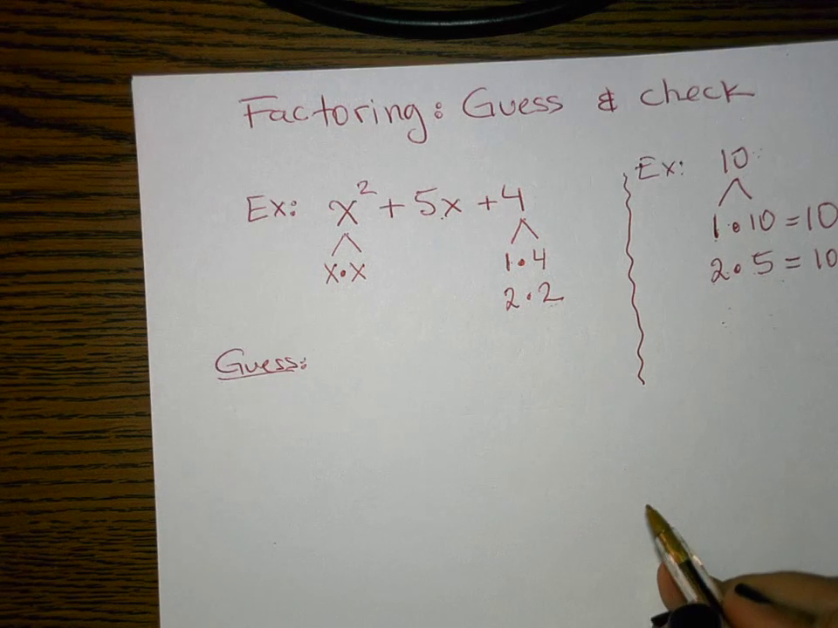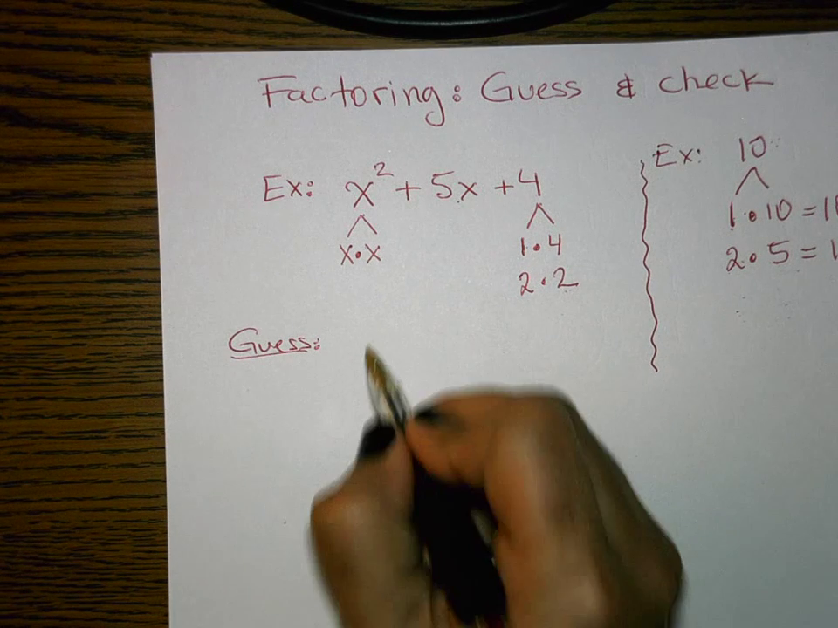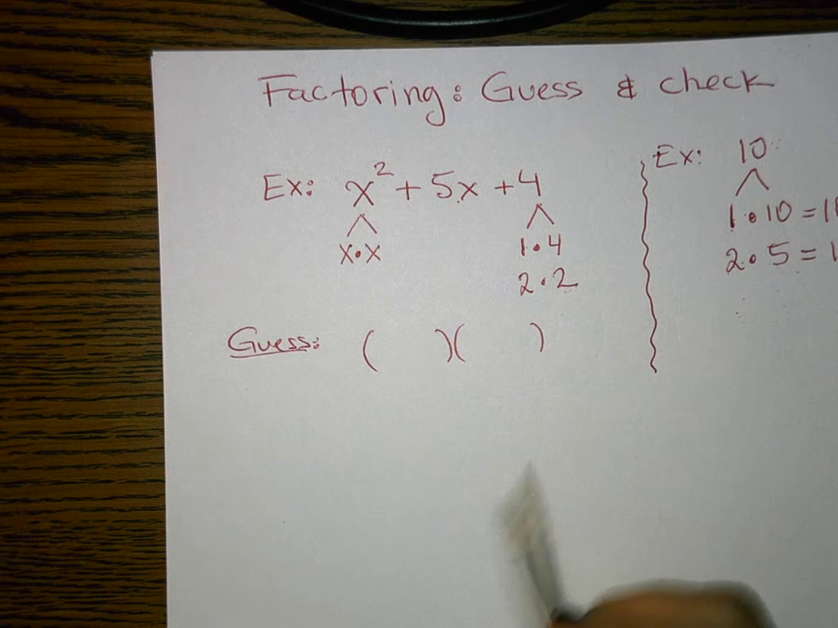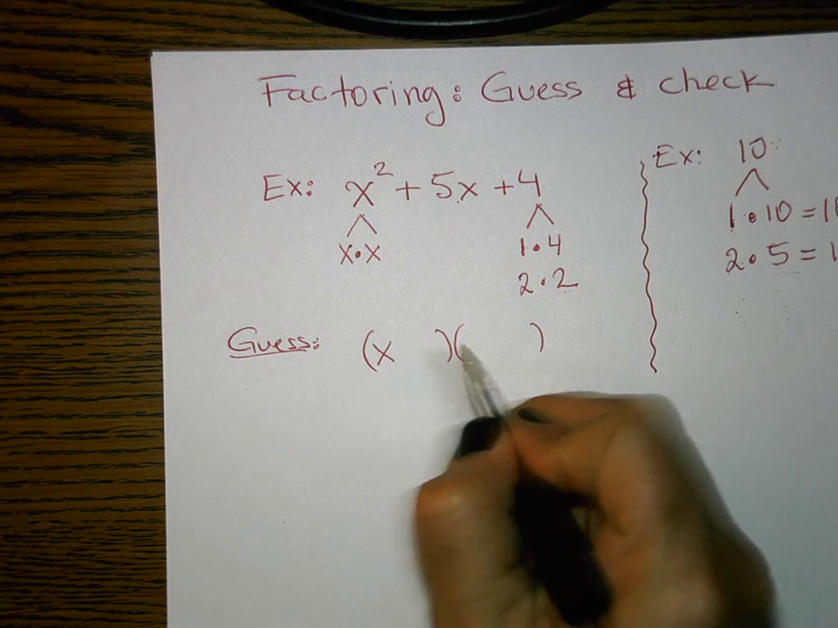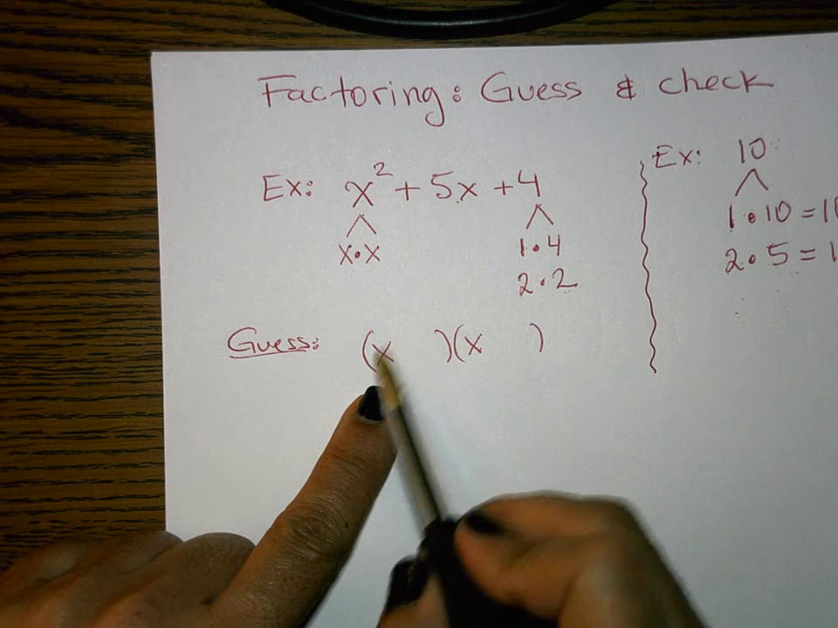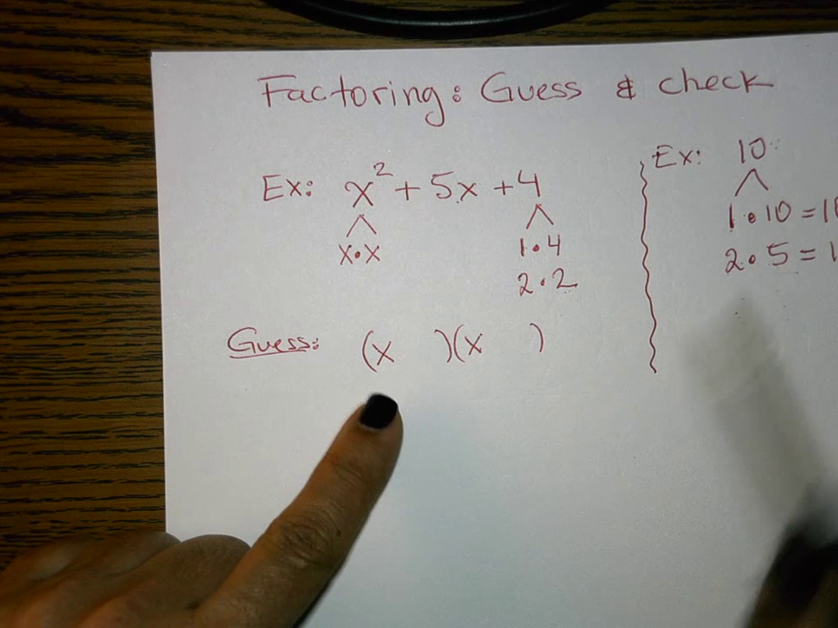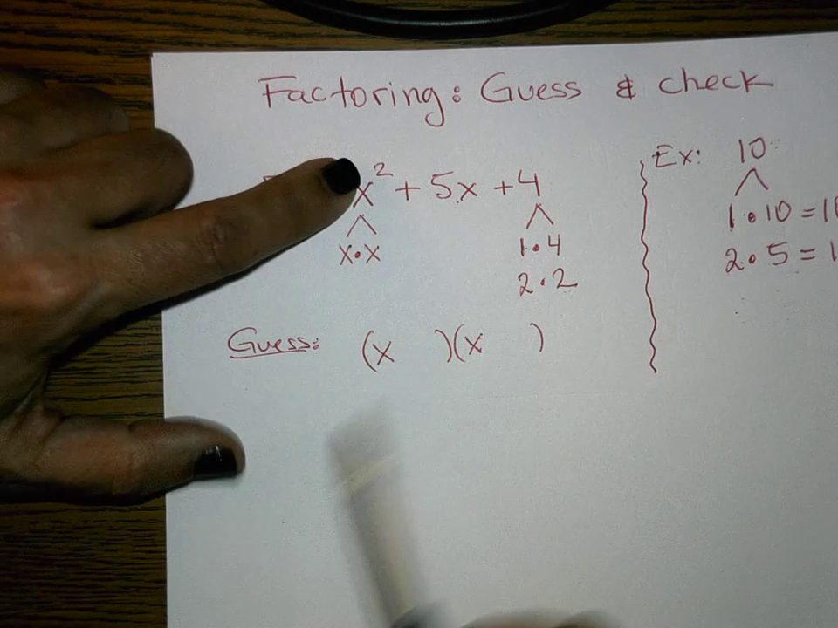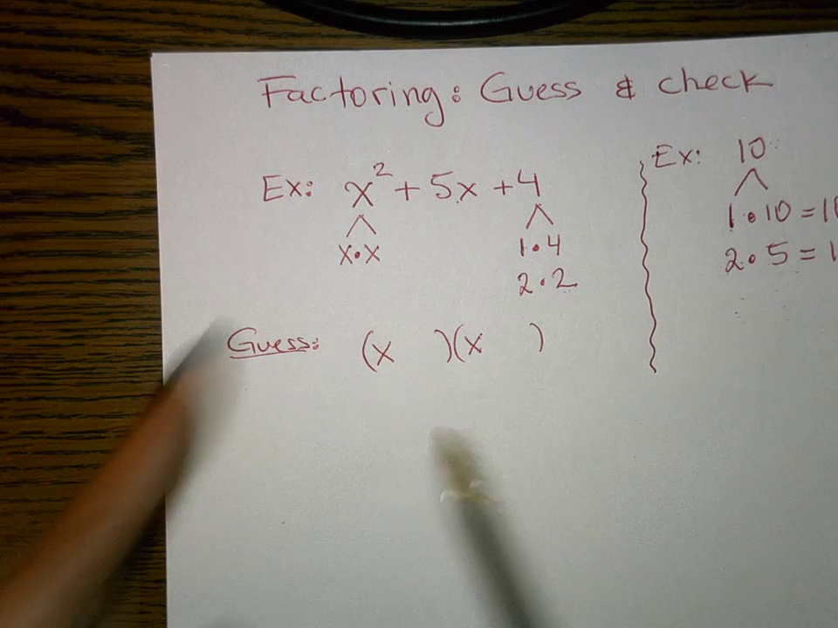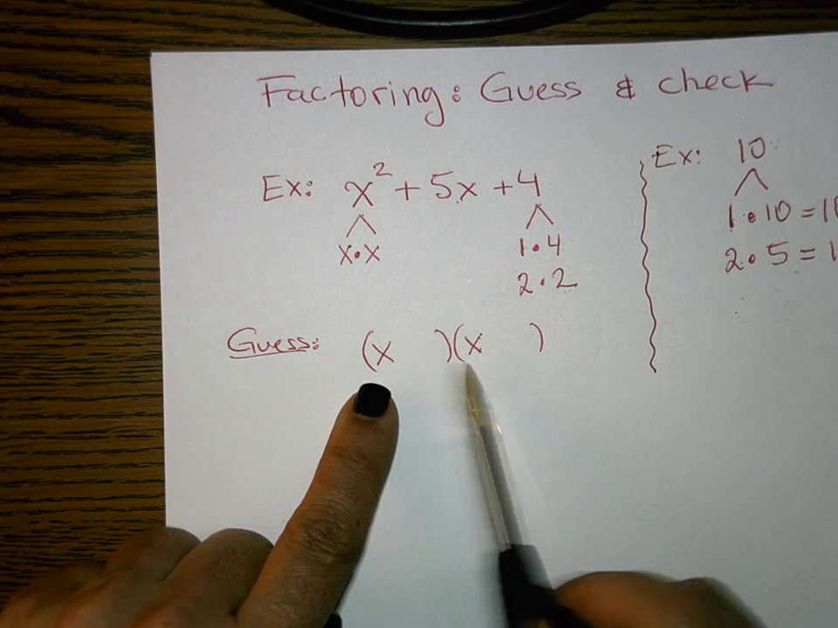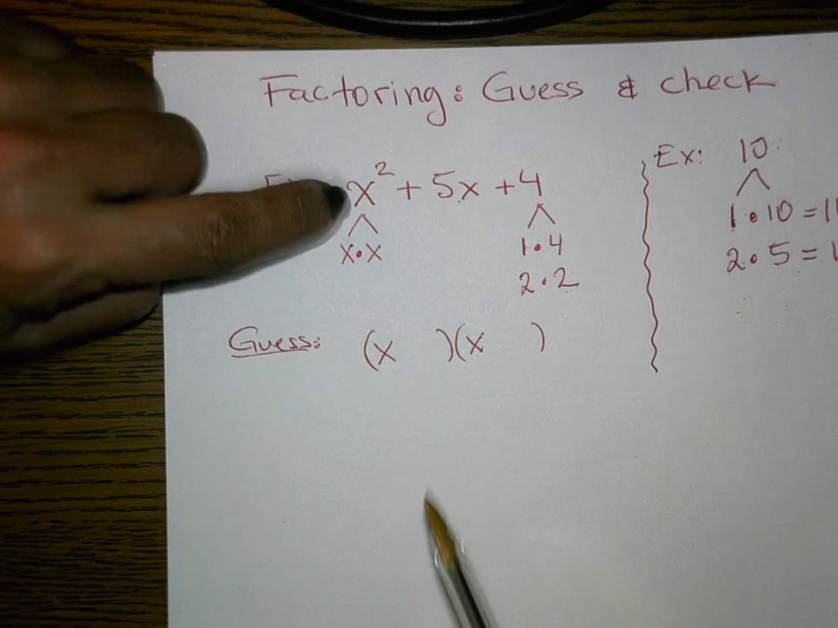process here. What I'm going to do is set up the factors in a guessing way. I'm going to guess that x and x go right here. The reason I know that is because when I FOIL the factors, when I multiply the factors, x times x gives me my first term, x squared. So there's a reason why I place my variables first. It is because when I multiply them first, I get my first term.